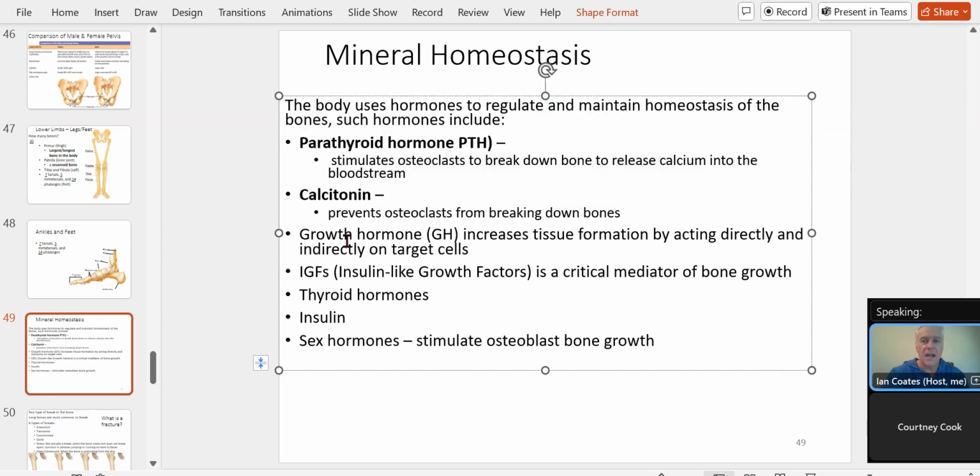All right. There's human growth hormone, IGFs, thyroid hormones. We'll get to all these. Insulin, sex hormones. Yeah, absolutely involved in osteoblastic activity. But we'll get there. For the time being, those two.